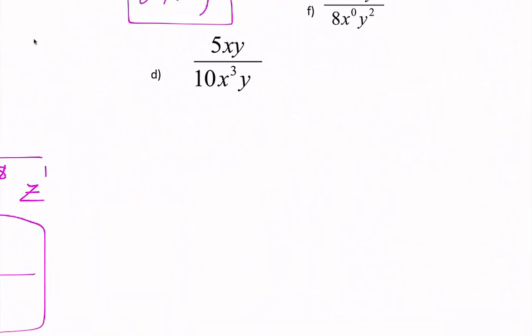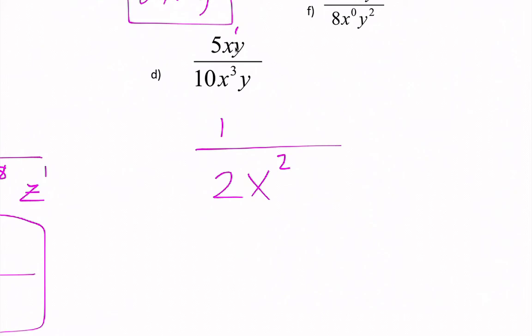Okay, so first, 5 divided by 10. 5 divided by 10 does simplify to 1/2. Then I look at my x's. I see I have x's on top and on bottom. The greater exponent is on bottom. And I subtract 3 minus 1. 3 minus 1 is 2.